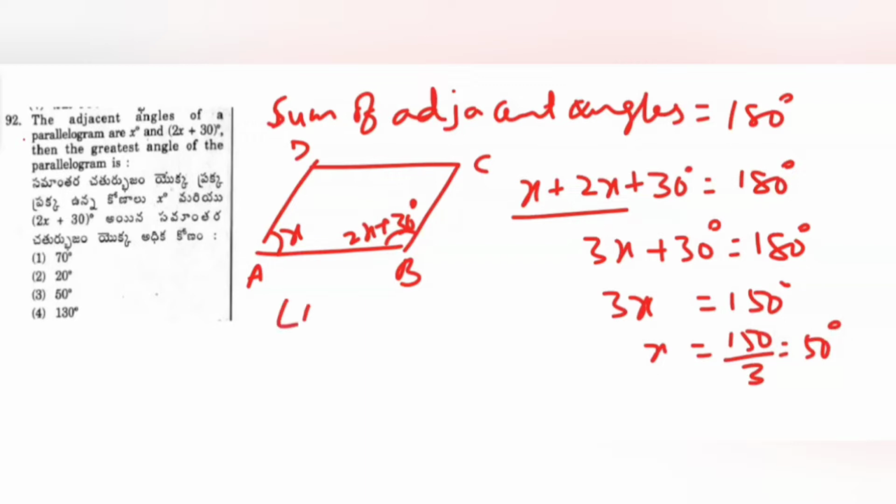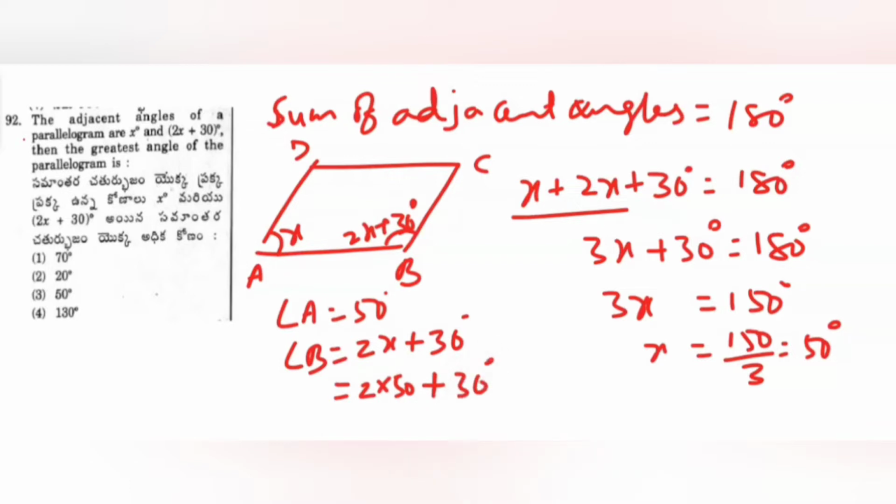So let us find all the remaining angles. Angle A you got as 50 degrees, and let us see angle B now. Angle B is given as 2x plus 30 degrees. So 2 into 50 plus 30 degrees gives you 100 plus 30, 130 degrees. As opposite angles are equal in a parallelogram, angle A is the same as angle C, so this is also 50 degrees, and angle B is the same as angle D, so this is 130 degrees. So the greatest angle among all the 4 angles is 130. So your option is 4.